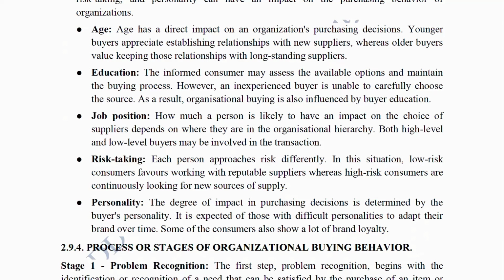Personality: the degree of impact in purchasing decisions is determined by the buyer's personality. Those with difficult personalities are expected to change their brand over time. Some of the consumers also show a lot of brand loyalty.